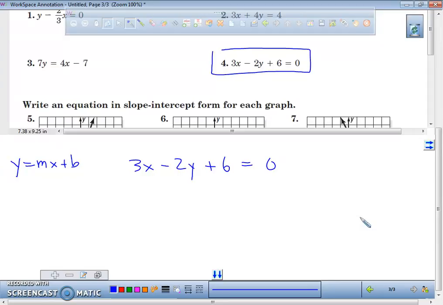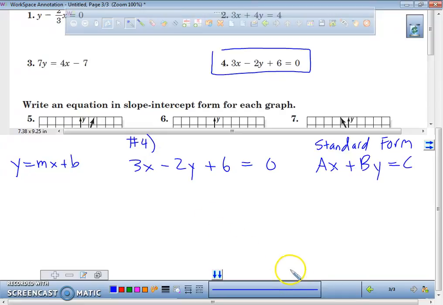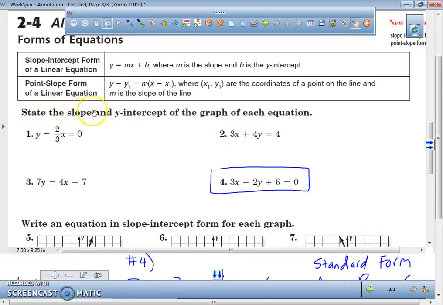How close are we to something we just dealt with? This is pretty close to what form? This is pretty close to this form that we just dealt with called standard form, okay? So right now in your journal, this is problem number 4, okay? Right here, make sure we read the instructions. It says, state the slope and the y-intercept of the graph of each equation, right? The slope and the y-intercept.